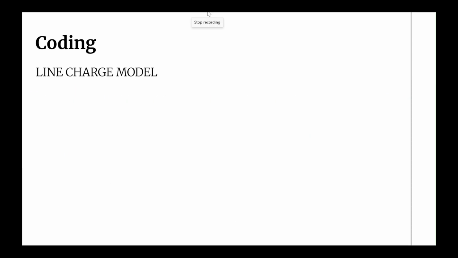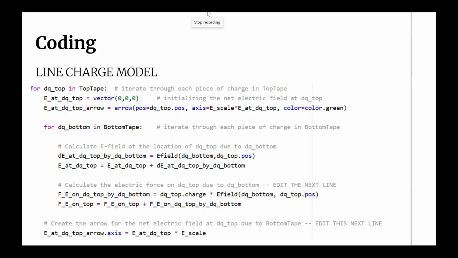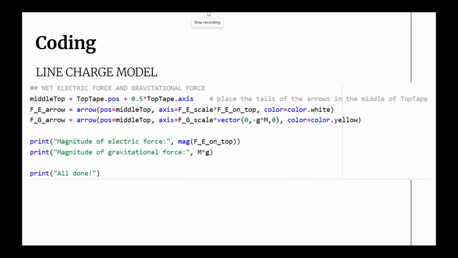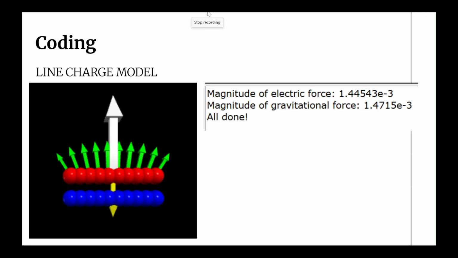Scaled to see easier. This next part is a function to find the electric field at the top tape and create its arrows. This is creating the gravitational and electrical force arrows. This is the output. The green arrows are the electric field, the white arrow is the electric force, and the yellow arrow is the gravitational force. The magnitudes of the electrical and gravitational forces are very similar, as expected; they would not be if I had used the charge I got from the point charge calculation.